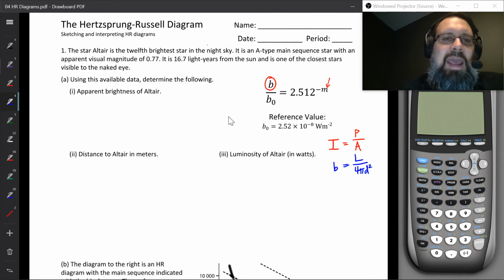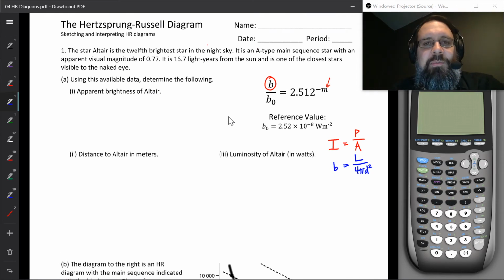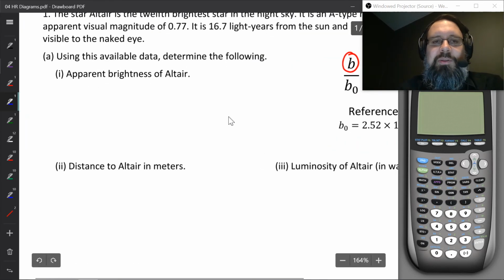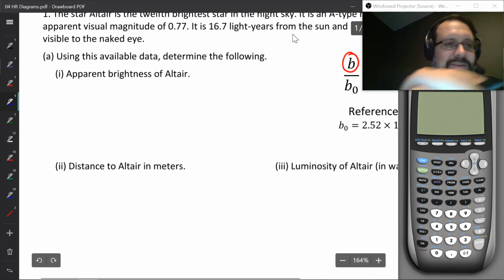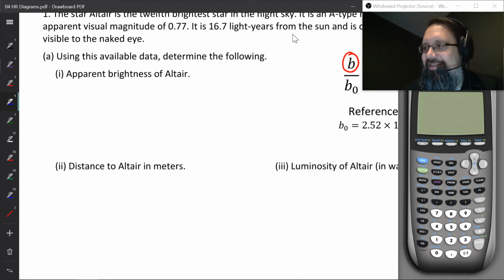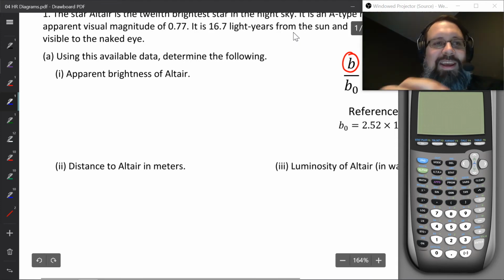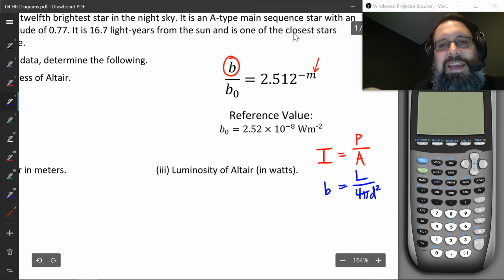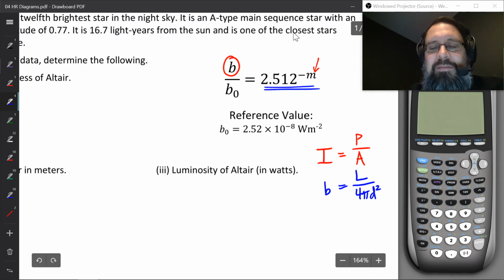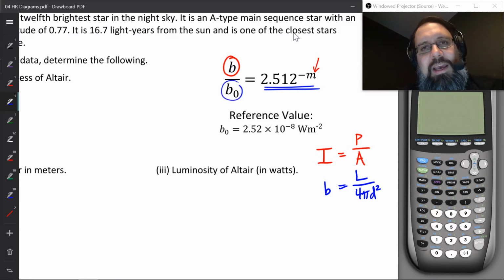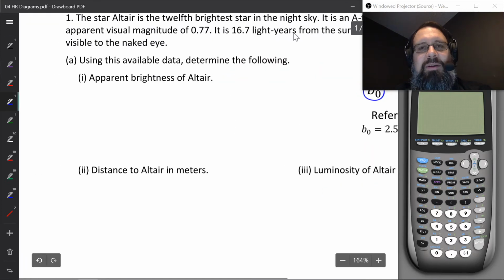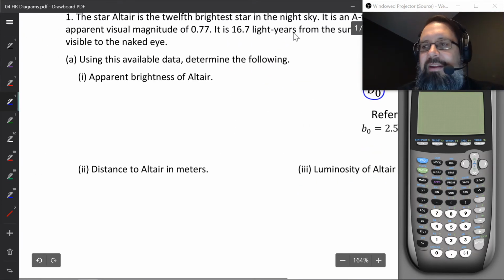Okay, so the magnitude of Altair is 0.77, and we want to find the apparent brightness of Altair. I'm going to rearrange my setup here because I'm having trouble writing on the screen. To find the brightness, we take 2.512 to the negative m power and multiply by b naught, where b naught is just a reference value. That's what gives the apparent brightness. It's not the absolute brightness, it's the apparent brightness. So we're referencing it to a standard reference number, which is 2.5 times 10 to the negative 8. Okay, here we go.